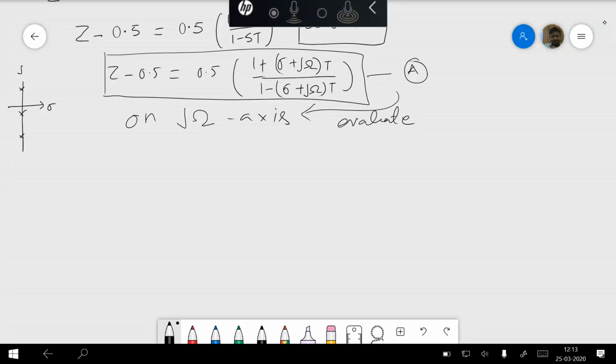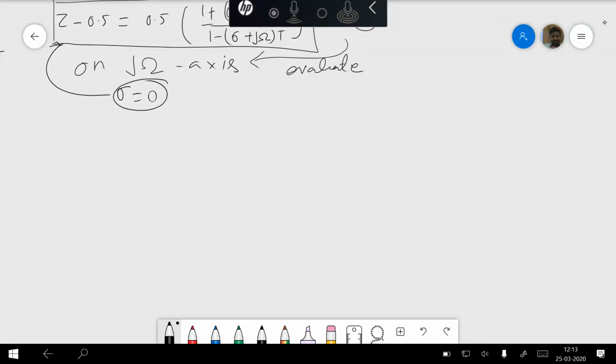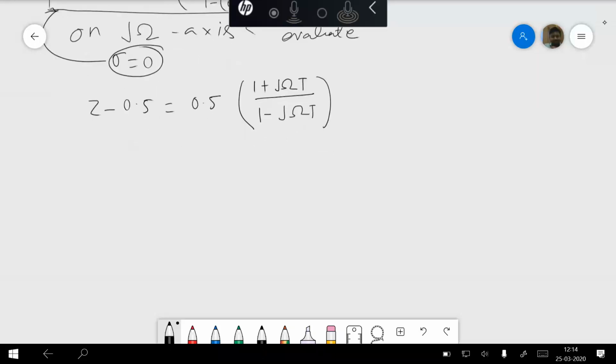Yes, fine. So I will simply put sigma equal to 0 in this equation. What I'm going to get is z minus 0.5 equal to 0.5 times (1 plus j omega T) divided by (1 minus j omega T). That's what I am going to get. Now if I take the magnitude on both sides, the magnitude of z minus 0.5 is equal to 0.5, since 0.5 is a constant.